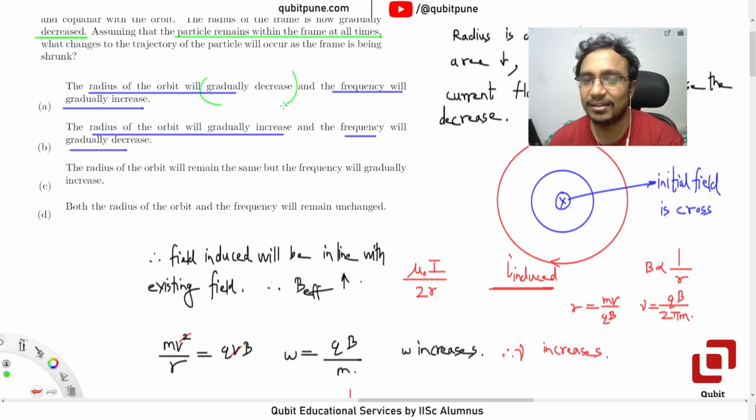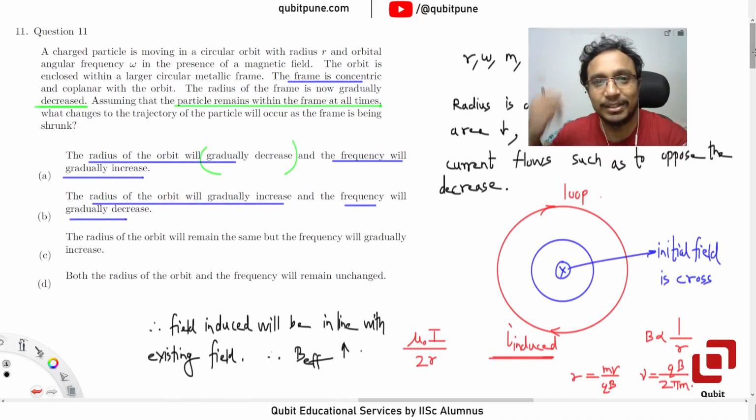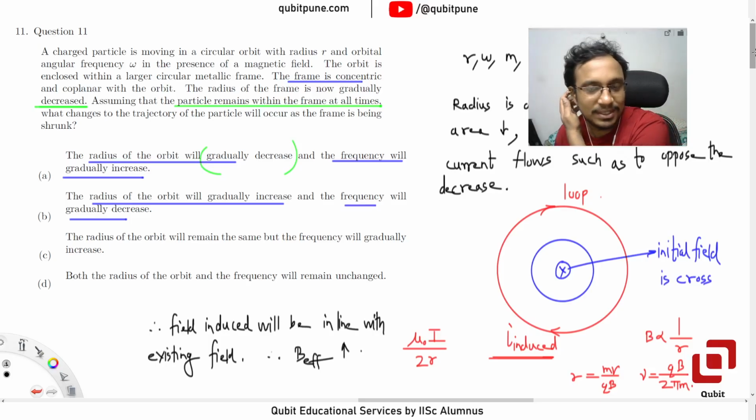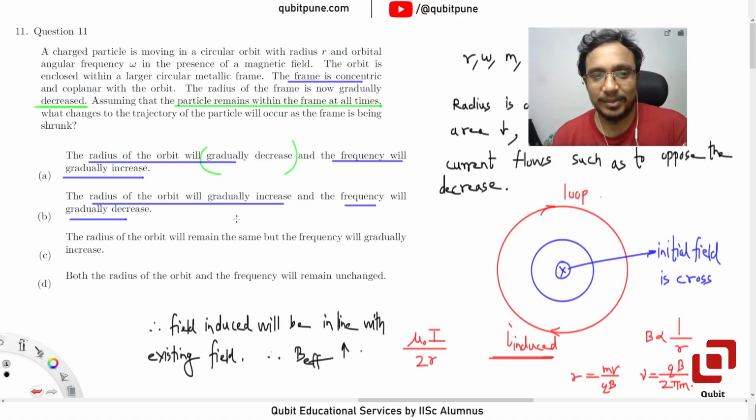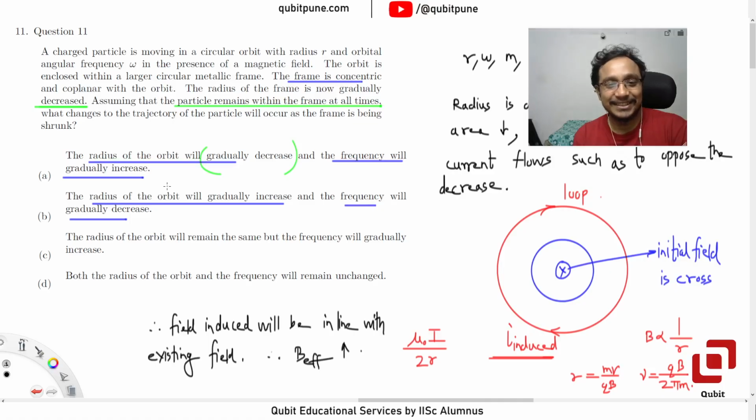Sriram's arguments are what you need. Say the particle remains within the frame at all times, so the radius has to gradually decrease. I would like to see the mathematical expression. Even I haven't done that, but we'll see. If I get time, then I'll write down the expression for the field and then we'll see how it affects the radius. So it was good because there was no option in which the radius of the orbit was decreasing and there was any other change with frequency. Okay, yes. Frequency gradually increases.